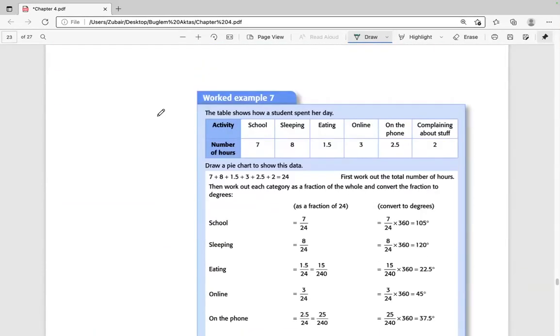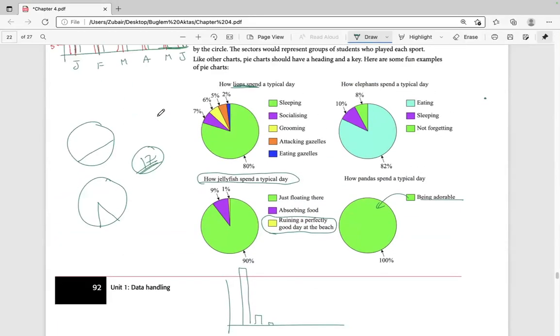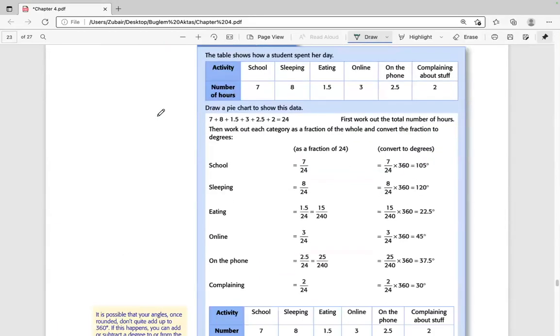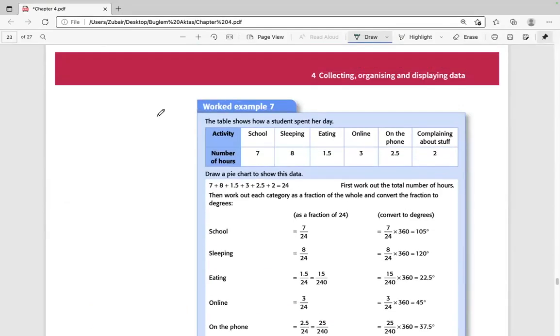Okay, let's work through the examples and see how we actually find this angle. No data is given here, so let's try this. This is the number, and we know that a circle is 360 degrees. So if I have to divide it, this is 7 out of 24. So 7 out of 24 of 360 is 105 degrees. So school activity will be represented by 105 degrees in the pie chart, and so on.